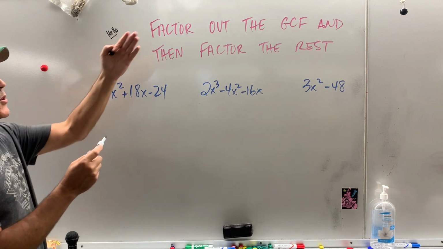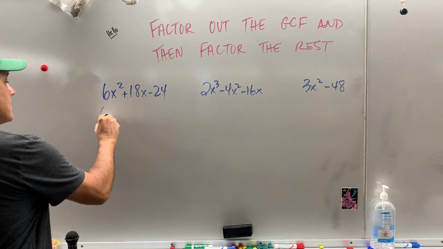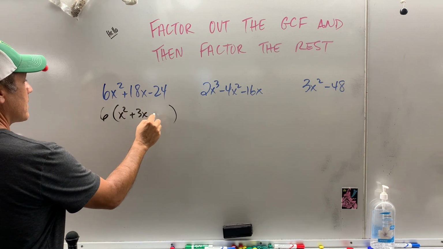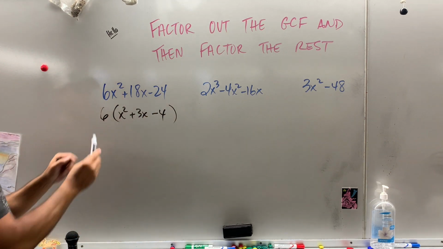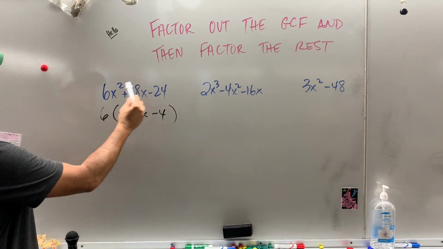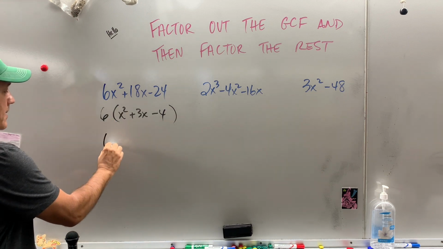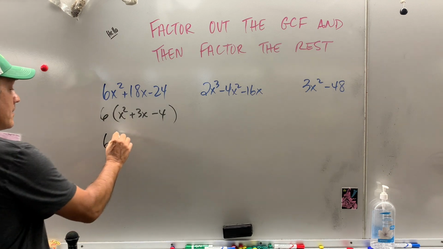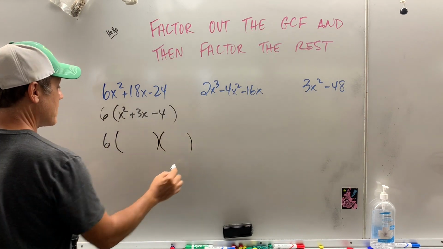You always want to pull out the greatest common factor. 6, and then we're left with what? x squared plus 3x minus 4. Let's double check. 6x squared plus 18x. We got it. Okay, you have to bring the 6 down. Some kids don't do that. 6 is a factor of this, so it's part of the answer. We're going to factor what's left over.